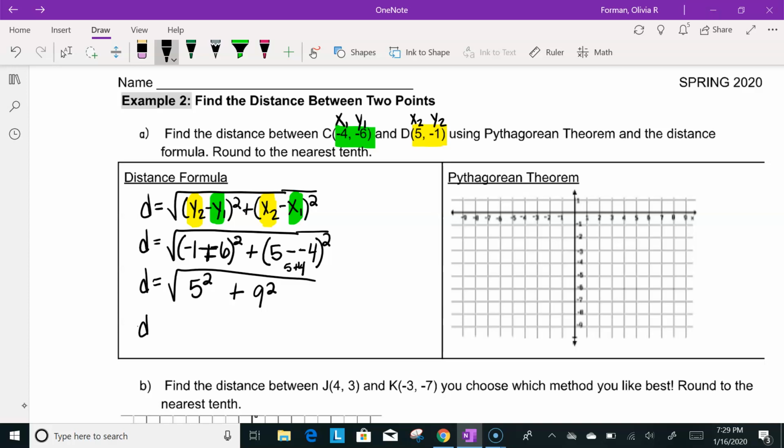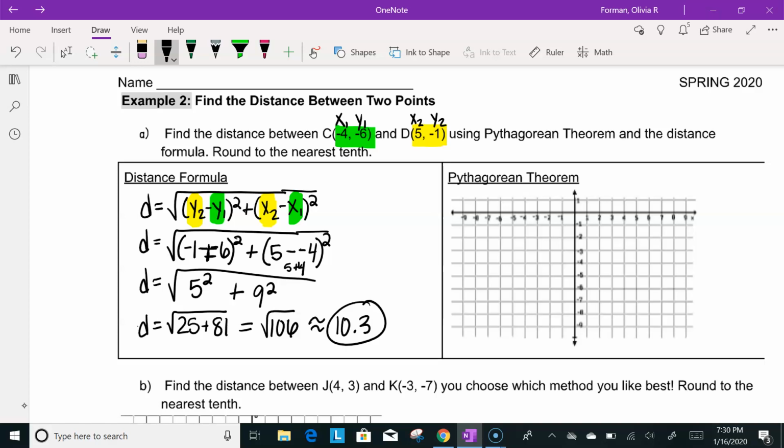Okay. So 5 squared is 25, 9 squared is 81. When I add those together, I get 106. And in your calculator, if you take the square root of 106 and it simplifies, you get that it's about 10.3 units. Okay. So that's your distance formula.